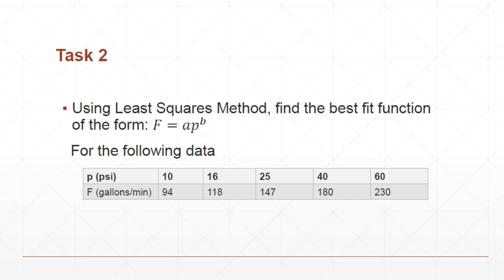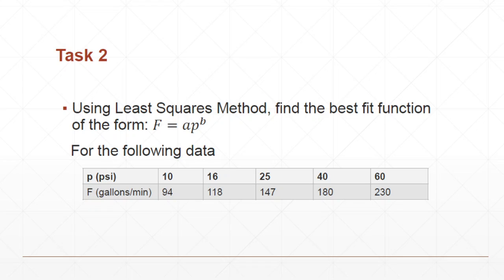This is task 2 and our question is to find the best fit function of the form f equals a times p raised to the power b using the least squares method. Here f represents the flow rate of a fire hose and p represents pressure. The unit for p is PSI and the unit for f is gallons per minute.